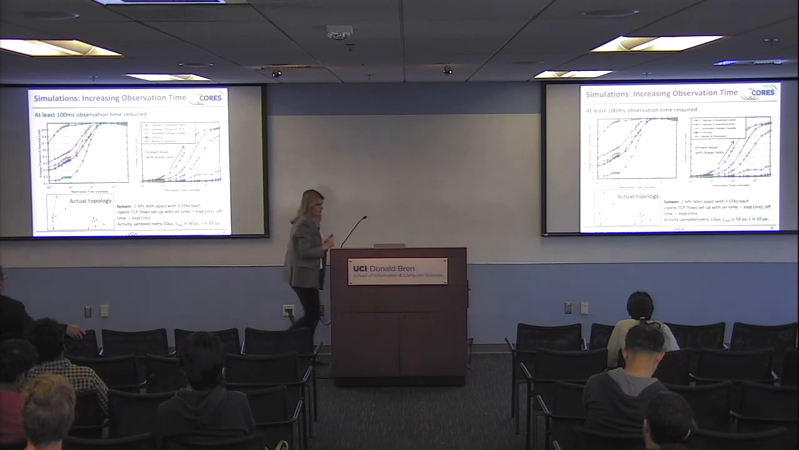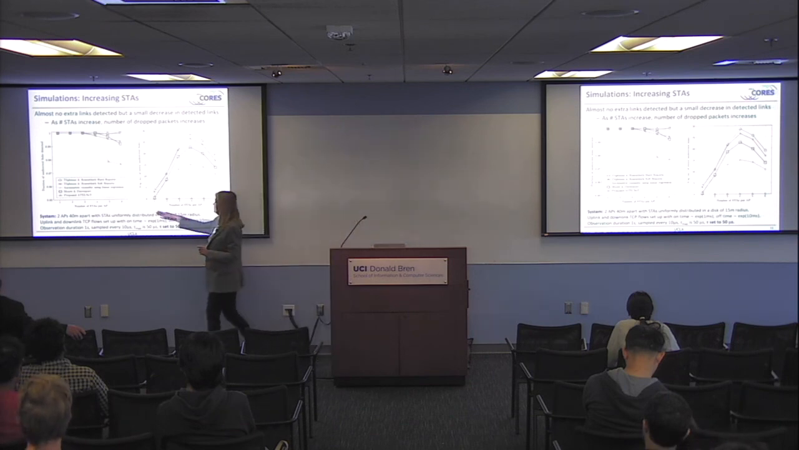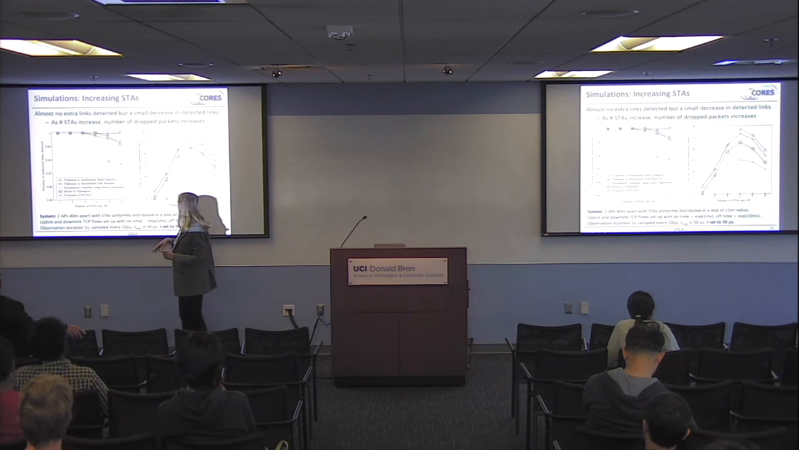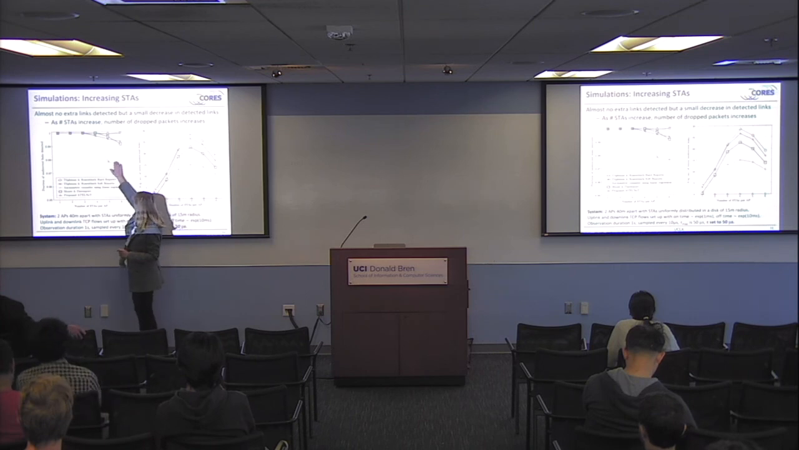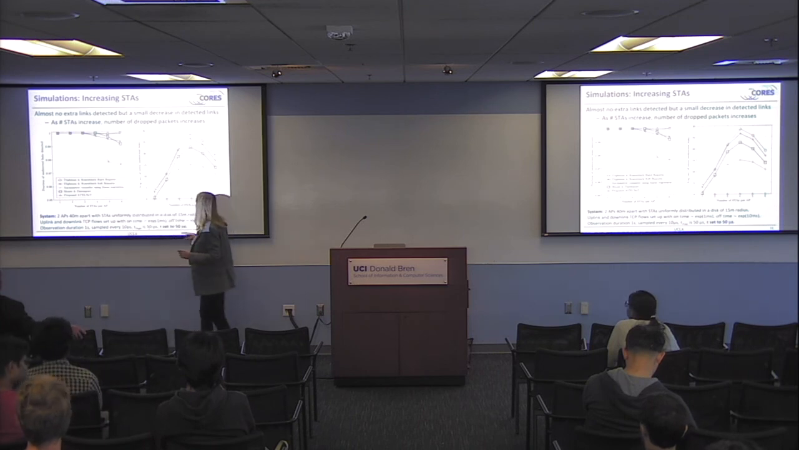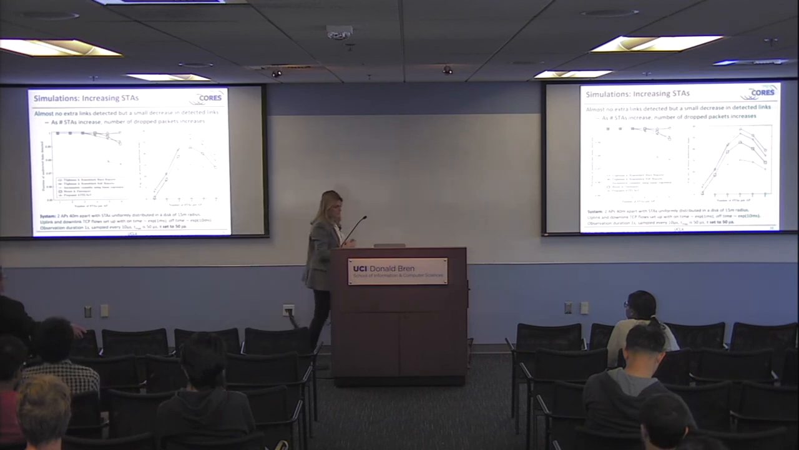Now, what happens if you add more transmitters, increasing the number of transmitters, again with the same metrics? The number of detected links is correct, but again, the proposed one keeps the number of extra links close to zero, while everybody else is making these mistakes.